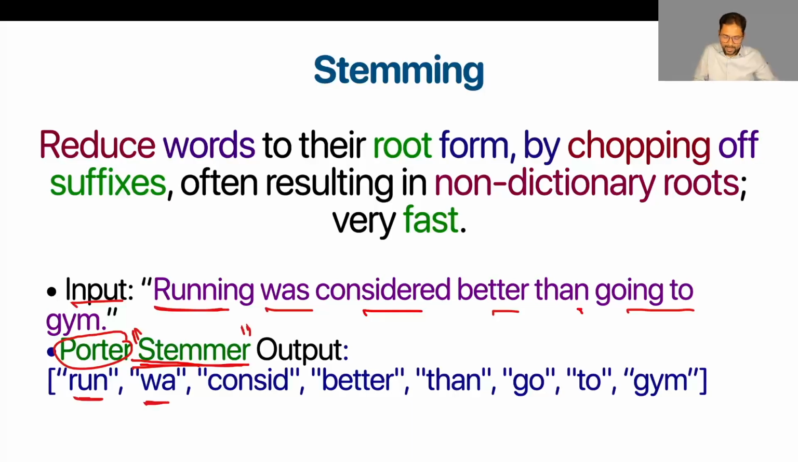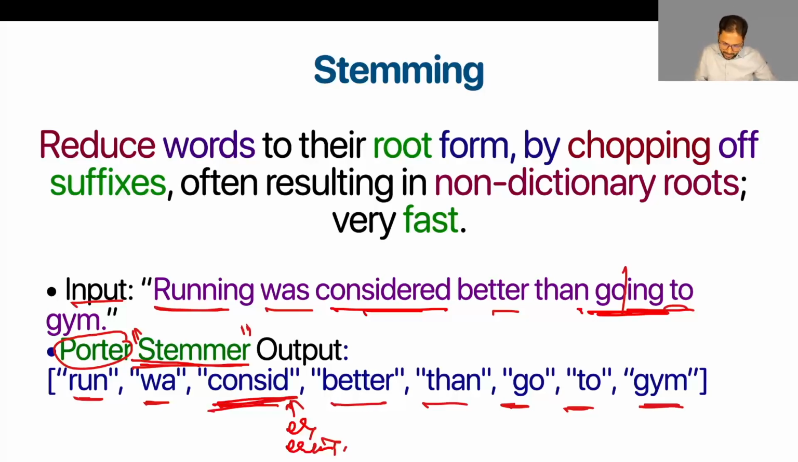Was was truncated to wa. Considered became consider, because from consider we can make considering, consideration, and other words too. Better stayed better, than stayed than, going was converted to go, to stayed to, and gym stayed gym. So running became run. It just chopped off the words at certain points and stemmed them, so only the root is there. This is what stemming is.